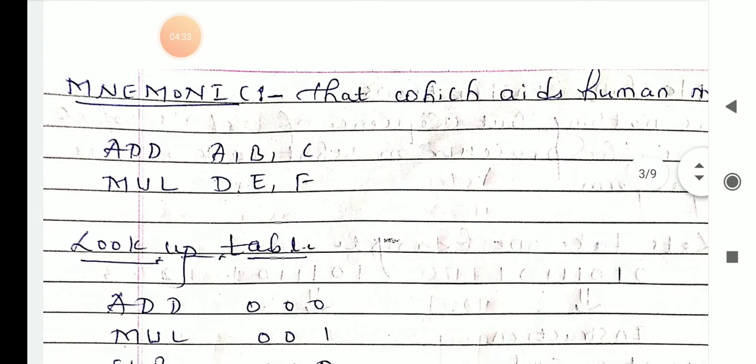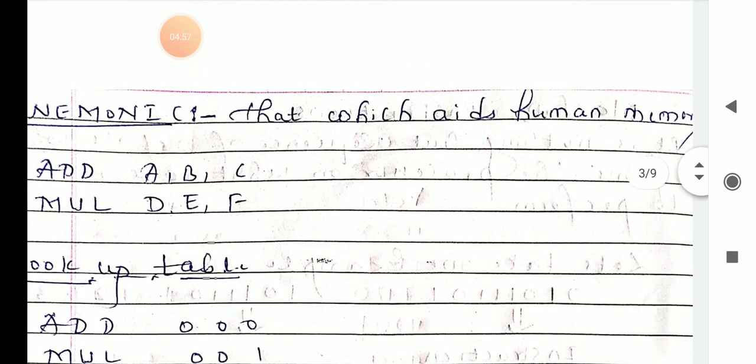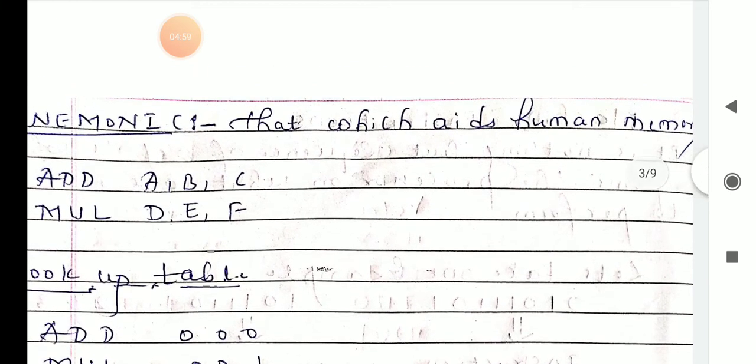In machine instructions you are going to use one word called a mnemonic. First of all, a mnemonic refers to some letters; you can use letters as a synonym for mnemonic. A mnemonic is used for special letters that aid human memory.